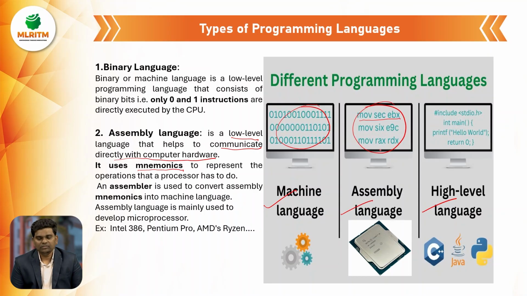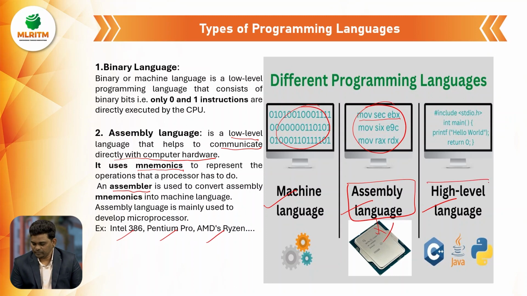So here we need one translator called an assembler. An assembler is a program which converts the mnemonic codes into machine level language. This assembly language is mainly used to develop for microprocessors. For example, we have the Intel 386 microprocessor, then we have Pentium Pro, and then we have AMD Ryzen. So those are the examples for microprocessors.